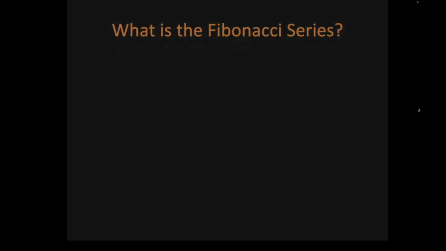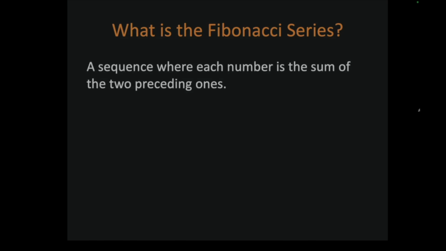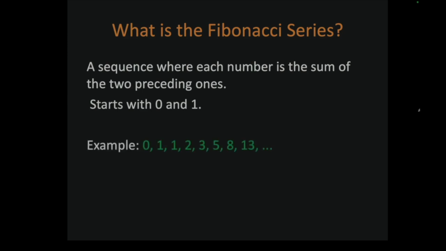First of all, let us be clear about what is Fibonacci series. A sequence where each number is the sum of the two preceding ones. It will start with finite numbers, that is 0 and 1, and for example here you can see 0 1 1 2 3 5 8 and 13, and like this is a Fibonacci series.